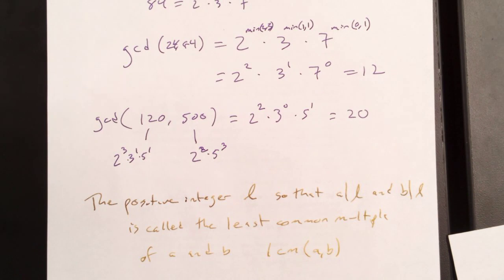The positive number L, so that A divides L and B divides L. Notice we're going the other way. Instead of being divisible into A and B, A and B are divisible into L. It's called the least common multiple. This is your denominator thing for lowest common denominator. What's the least common multiple of 120 and 500?